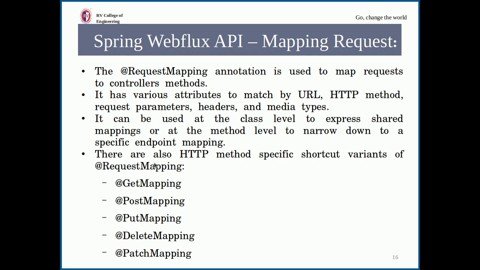There are also HTTP method specific shortcut variants of request mapping. Request mapping is a general annotation used for any kind of request coming in. But with that you have mappings called get mapping, post mapping, put mapping, delete mapping and patch mapping, with respect to the HTTP methods or verbs which we have seen previously: get, put, post, delete and patch.